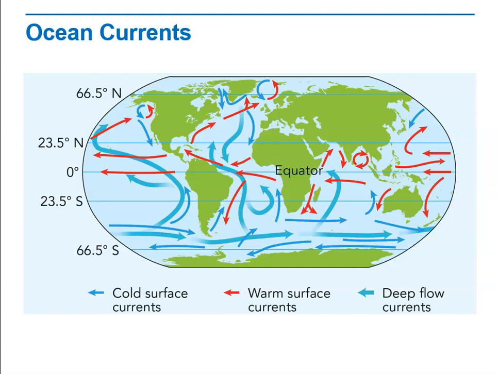Cold water near the poles sinks and flows along the ocean floor. This water rises in a few places through a process called upwelling. Surface water is also pushed by winds, creating surface currents that transport enormous amounts of heat. You can see those currents represented by these arrows here.